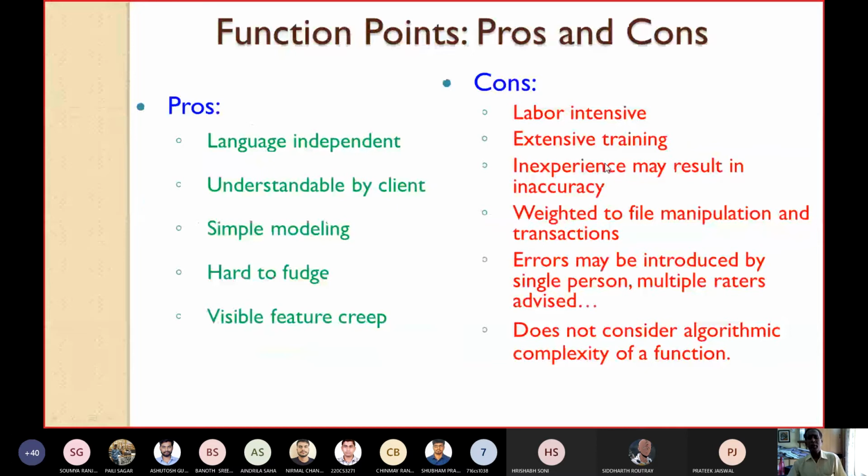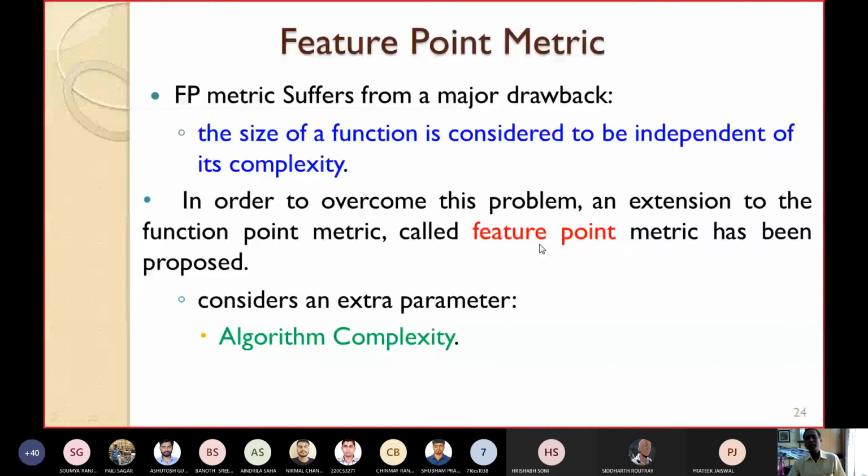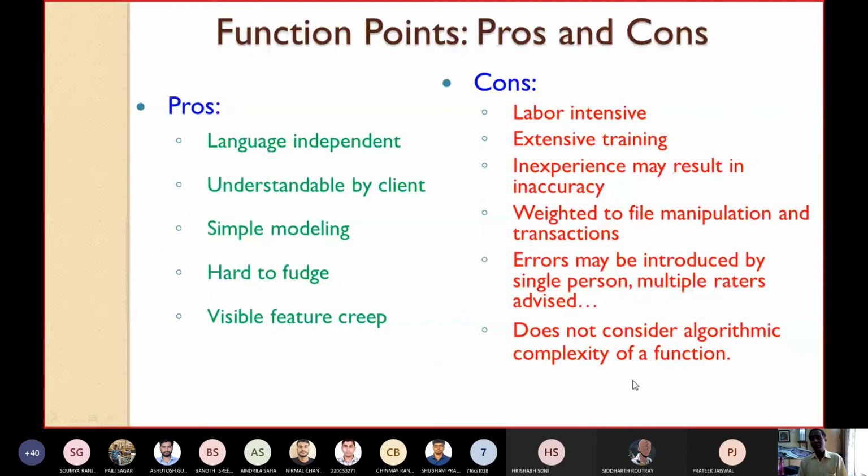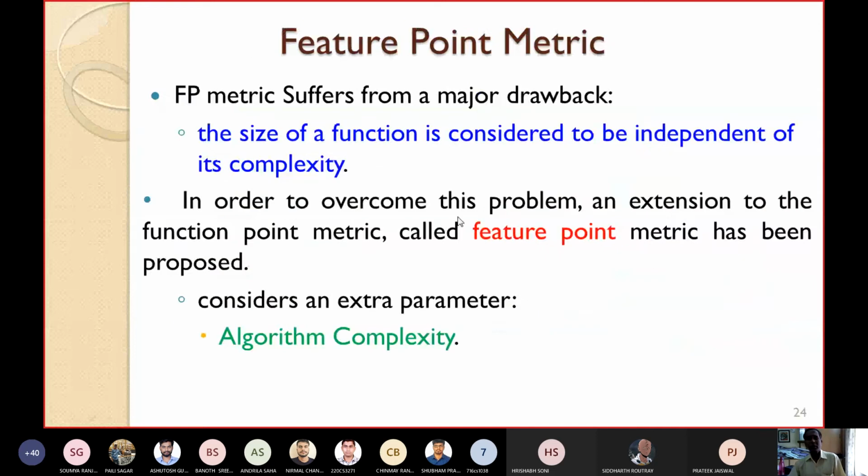So in order to overcome this problem, an extension is made to the original function point metric, called the feature point metric, that has been proposed. This feature point metric considers an extra parameter known as algorithmic complexity. The drawback of function points, not considering the algorithmic complexity of a function, is successfully overcome here. Feature point metric considers this algorithmic complexity as an extra parameter while estimating the size of a function.